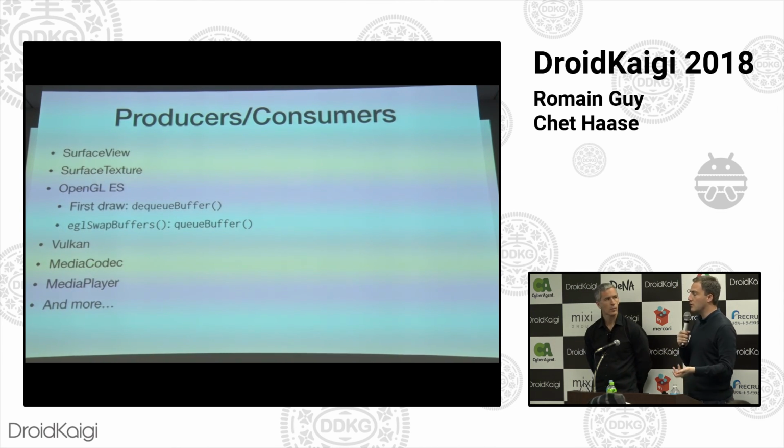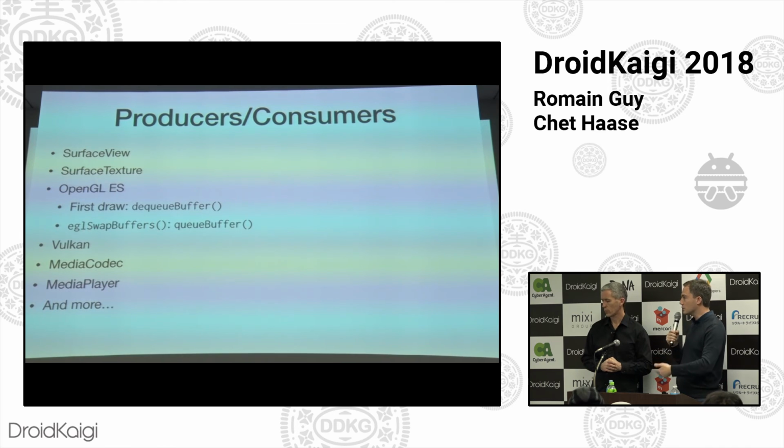Vulkan works in similar ways, except you have even more control over the queuing and dequeuing. And things like the media codec, so the media encoder is a consumer, the media player is a producer, the camera is a producer. We have a number of APIs that can produce or consume.